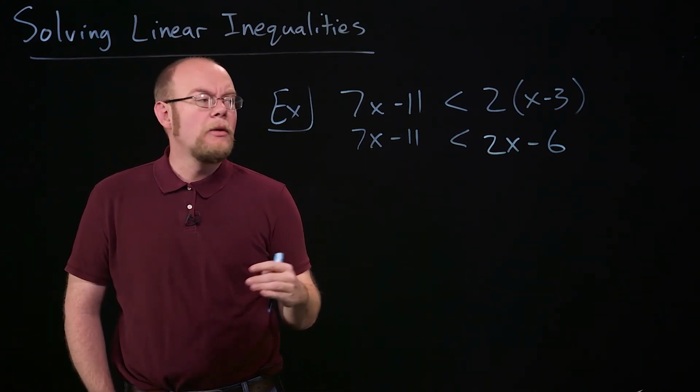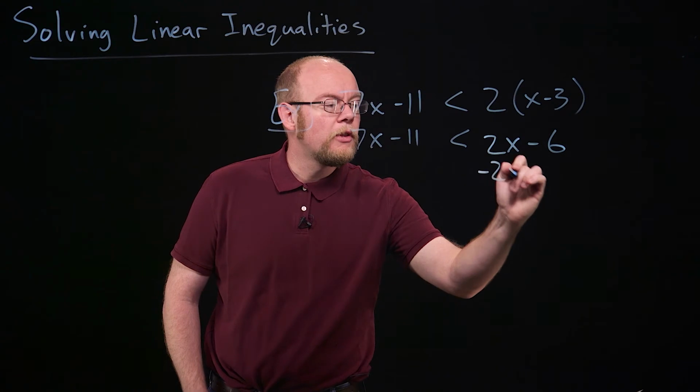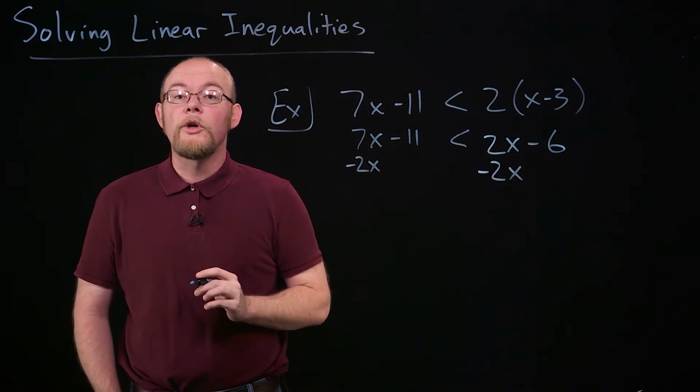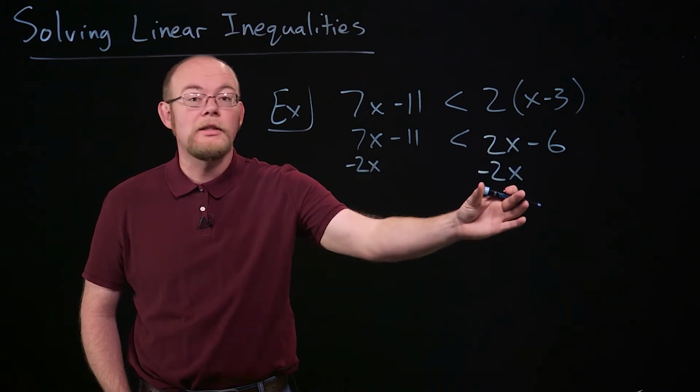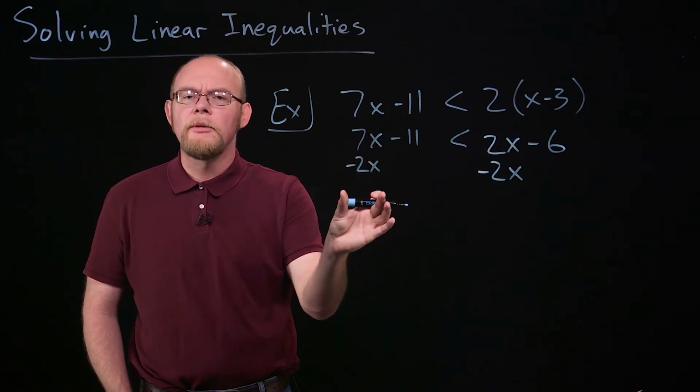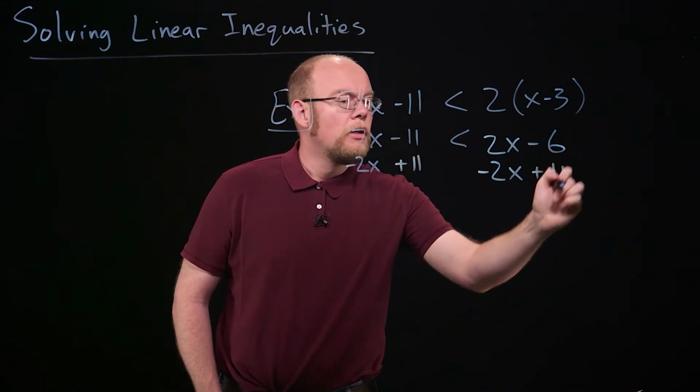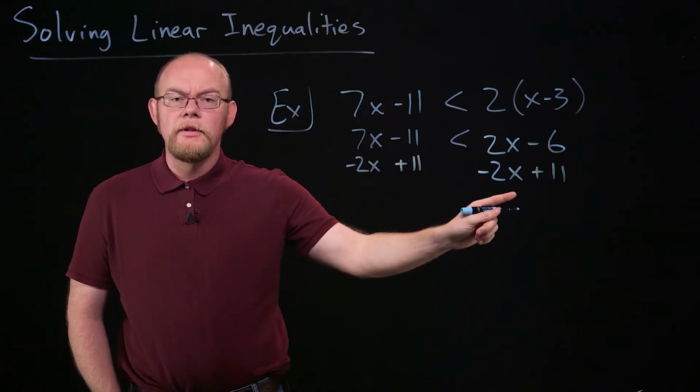To do that correctly, we need to do the same thing to both sides of the inequality. So in this case, we're going to subtract 2x from both sides. So these two x's will cancel and it's effectively moved over to this side. And we're going to add 11 to both sides. So that effectively moves the 11 over to the other side.